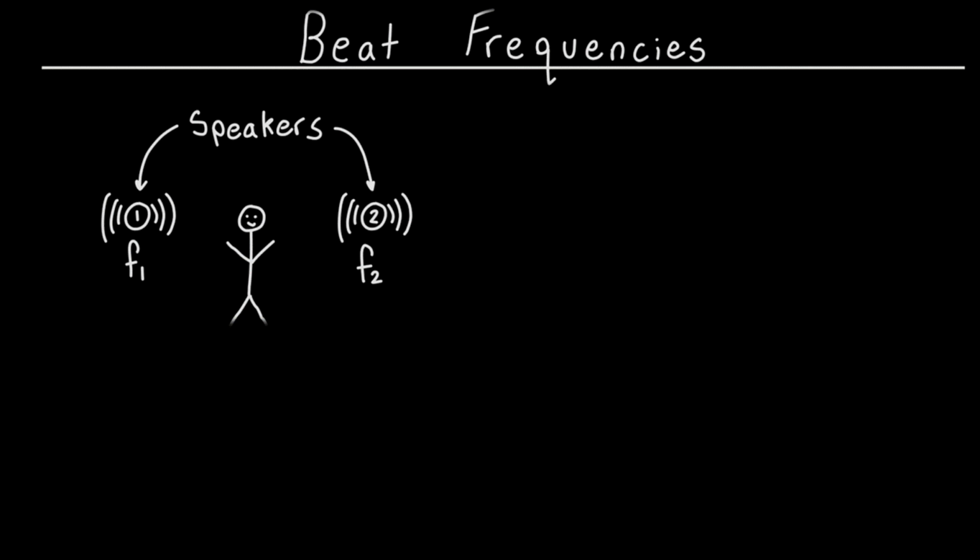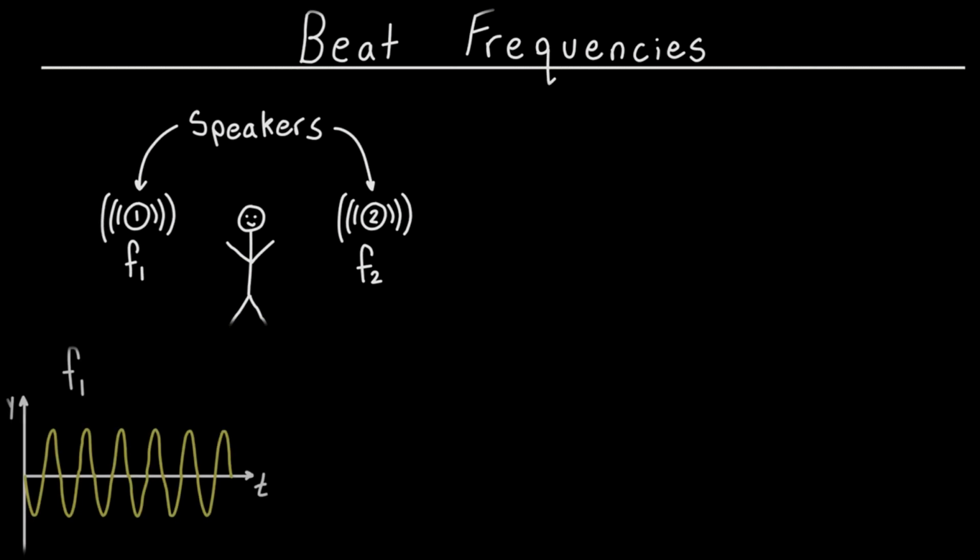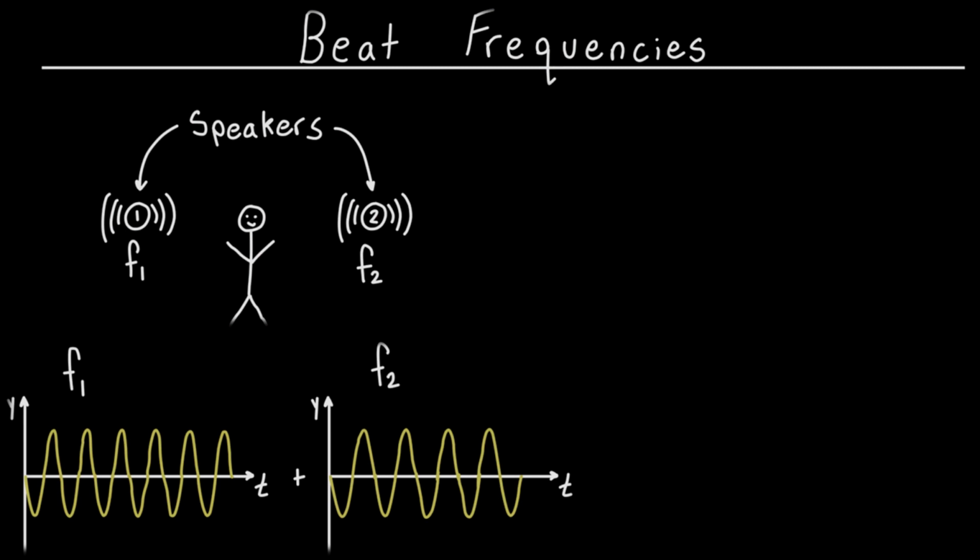Now let's imagine that frequency 1 is slightly higher than frequency 2. If we draw the graphs of the sound waves coming out of speaker 1 and speaker 2, they'll look like this. For speaker 1, the graph will look a little bit tighter because if we have a higher frequency, then we're going to have more cycles per second. For frequency 2, it'll look a little bit more spaced out because we're going to have less cycles per second.